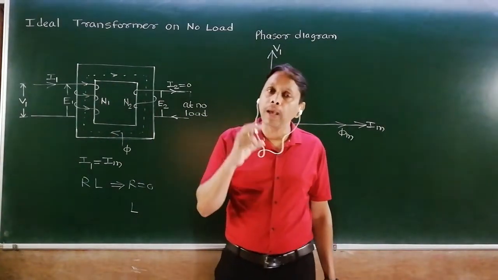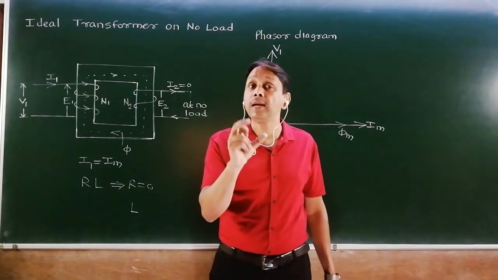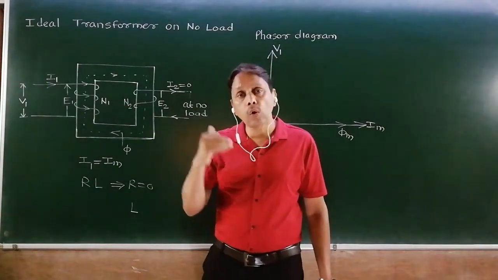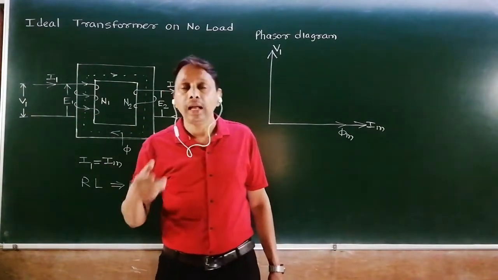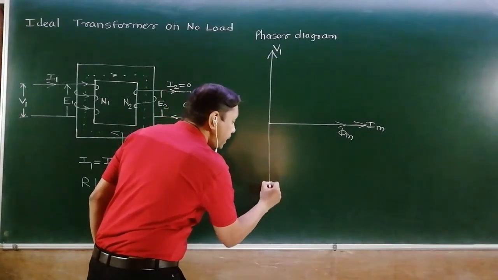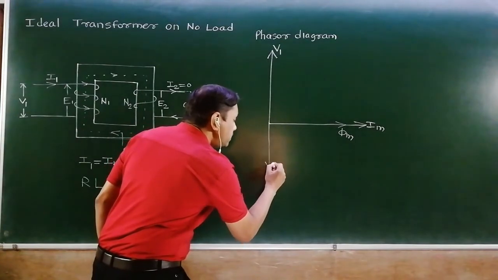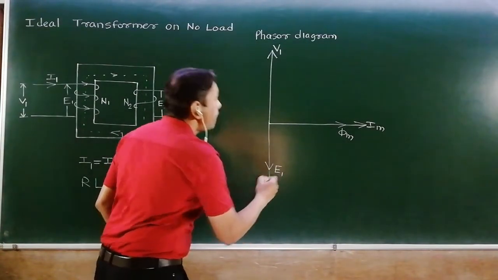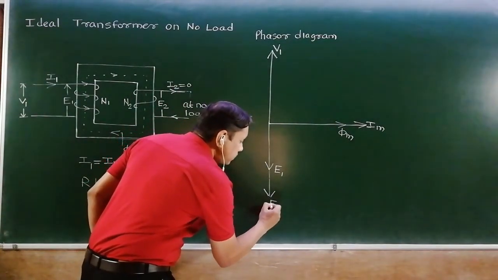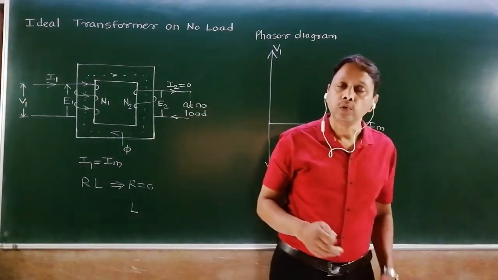We know that the induced EMF always opposes the cause responsible for producing it, and therefore we express E as minus N d phi by dt. Here the cause is the supply voltage V1, so E1 and E2 oppose it and are in anti-phase with V1. The value of E1 depends on the number of turns of the primary winding and the value of E2 depends on the number of turns of the secondary winding, and both E1 and E2 are in phase.